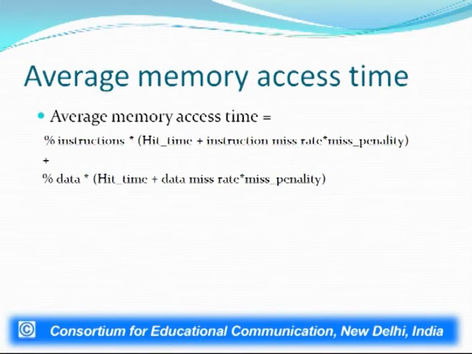The average access time equals the percentage of instructions into hit time, plus instruction miss rate into miss penalty, plus the percentage of data into hit time, plus data miss rate into miss penalty. So, this is how you can calculate the average memory access time: the percentage of instructions into hit time plus the instruction miss rate into miss penalty is added to the percentage of data into the hit time, again plus data miss rate into the miss penalty. So, you can calculate the average access time.